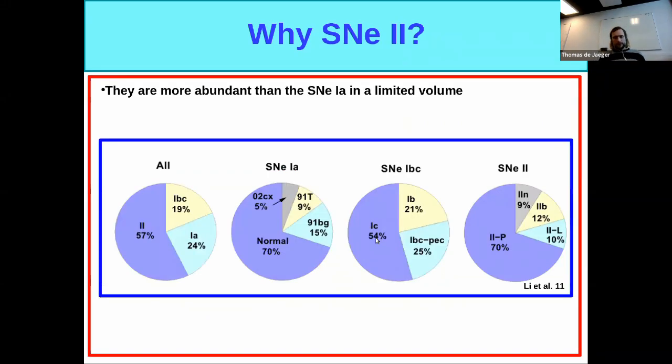So why do we want to use type 2s? Because first, they are the most abundant type of supernova in a limited volume. You have twice more type 2s than type 1a in a limited volume. This means that you can build a nice sample of type 2. If you do a survey, you will find type 2s in your survey. So you will have data additional to the type 1a, so you can use them to do science.